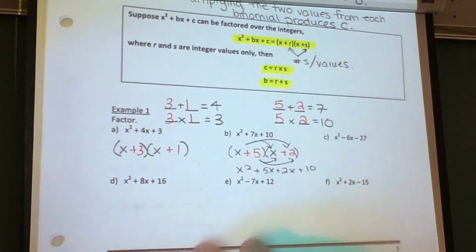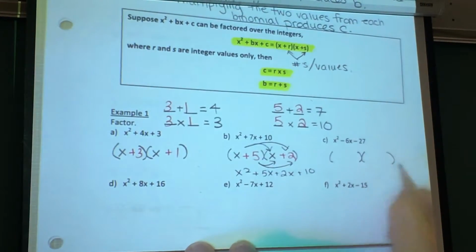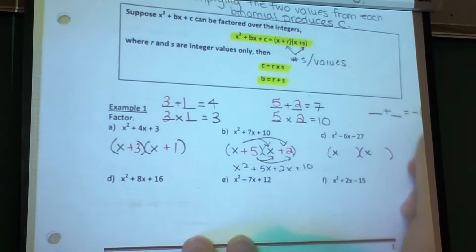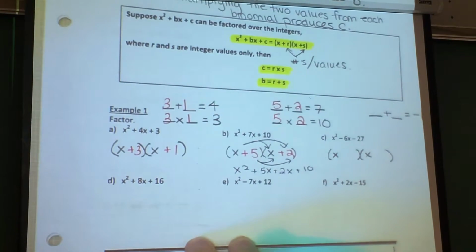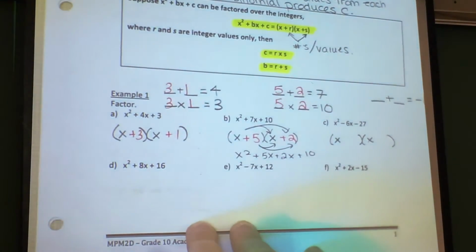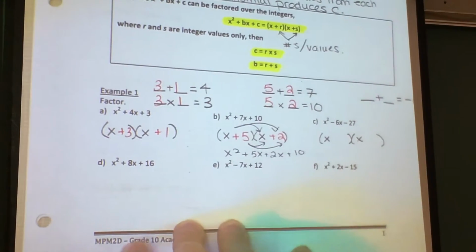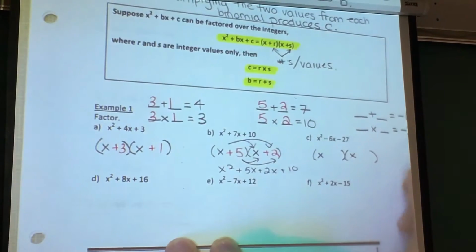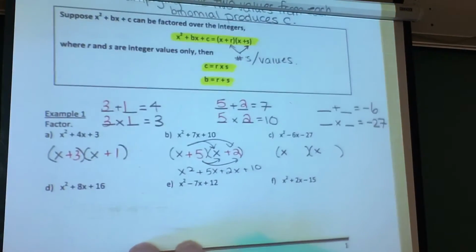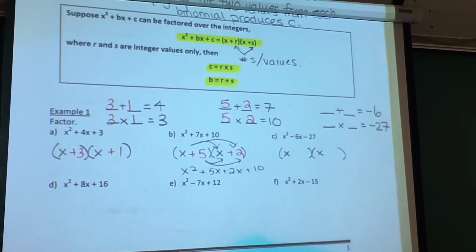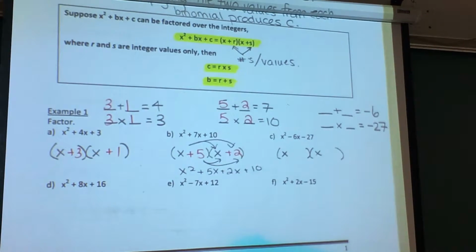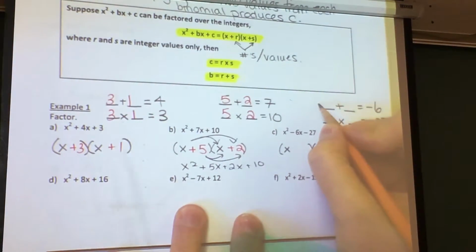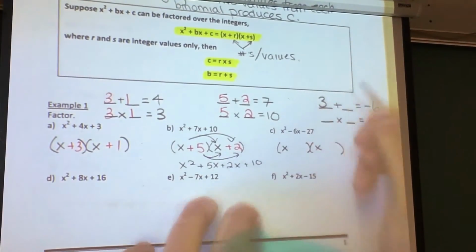Let's try C. Brackets, x, x. I'm looking for two numbers that add together to give me -6. Be very careful with your negative and positive signs. -6. And they're going to multiply together to give me my last term, which is C, which is -27. Hafsa? Positive 3 and -9. Very good. Okay? Positive 3 and -9. Let me write that in red.